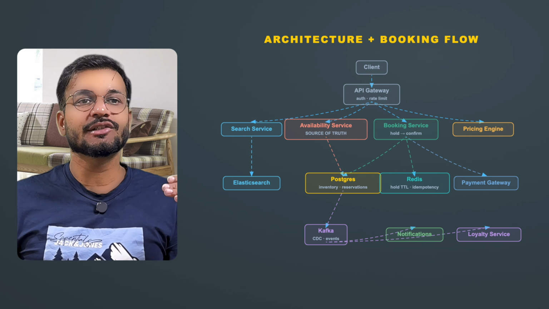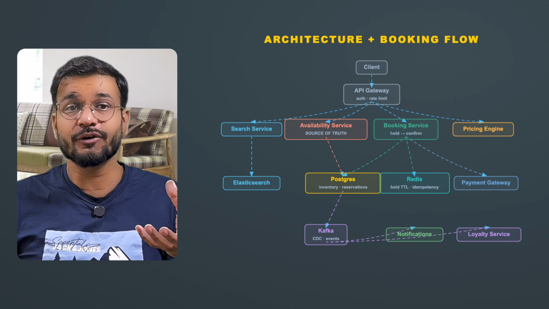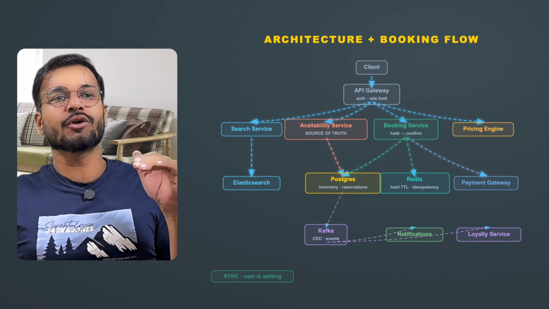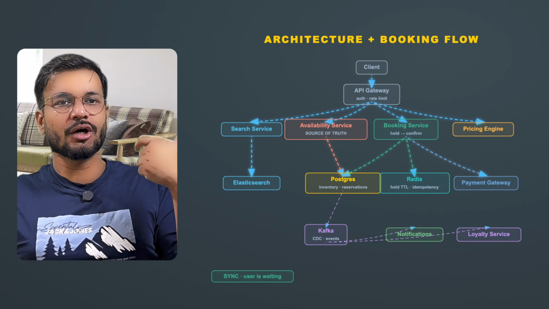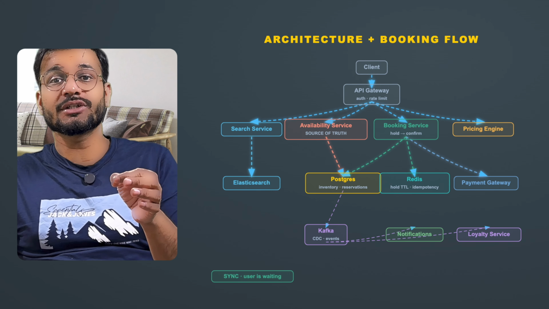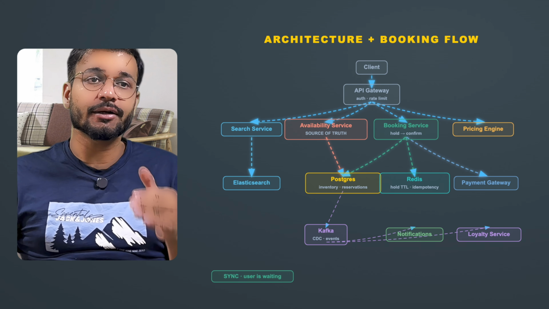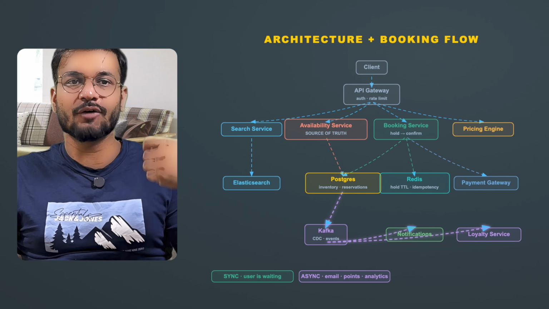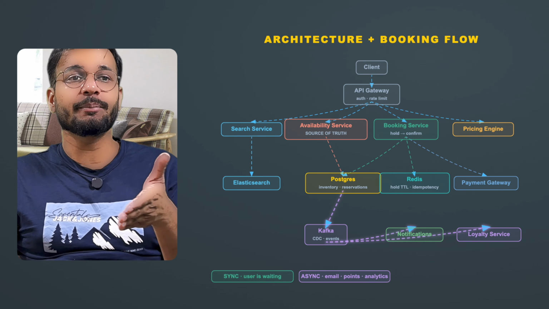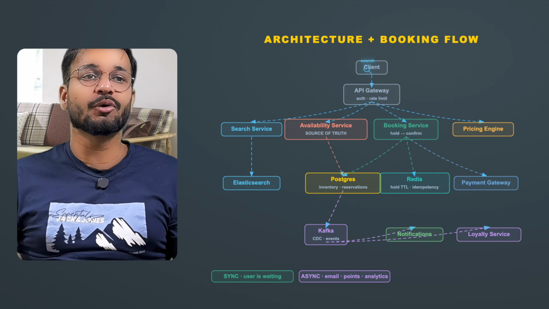Now, these services talk to each other, but we need to be careful about synchronous versus asynchronous communication. For the booking critical path, search, availability check, hold, payment, confirm, these are synchronous. The user is waiting. Now, for the non-critical part, sending the confirmation email, awarding loyalty points, syncing analytics, these are asynchronous via a message queue.